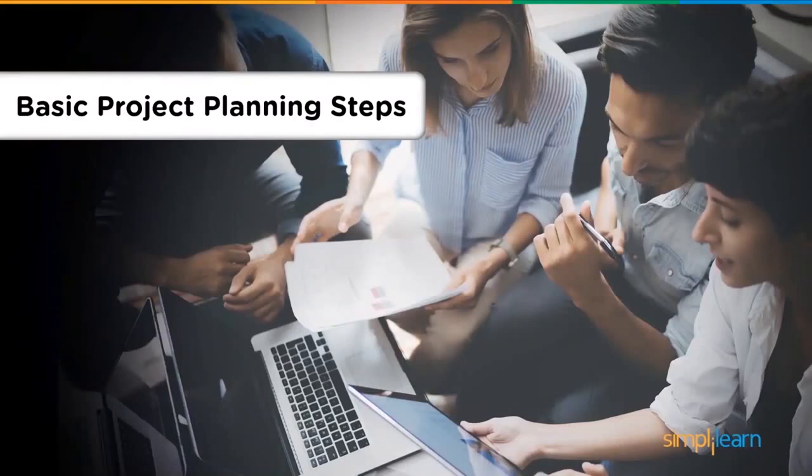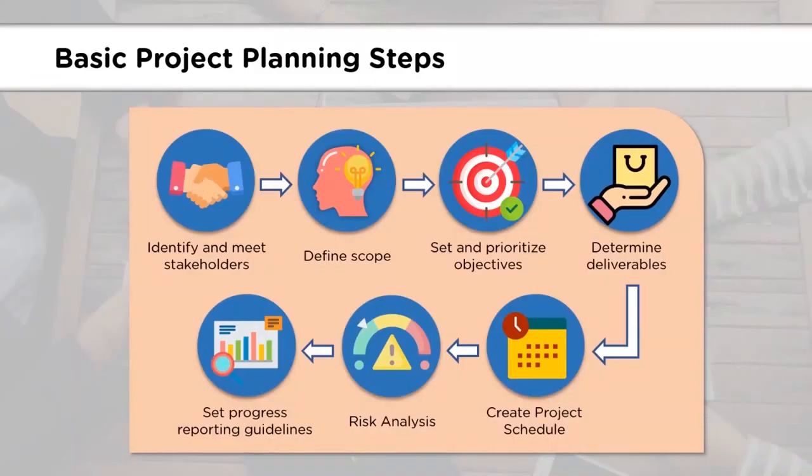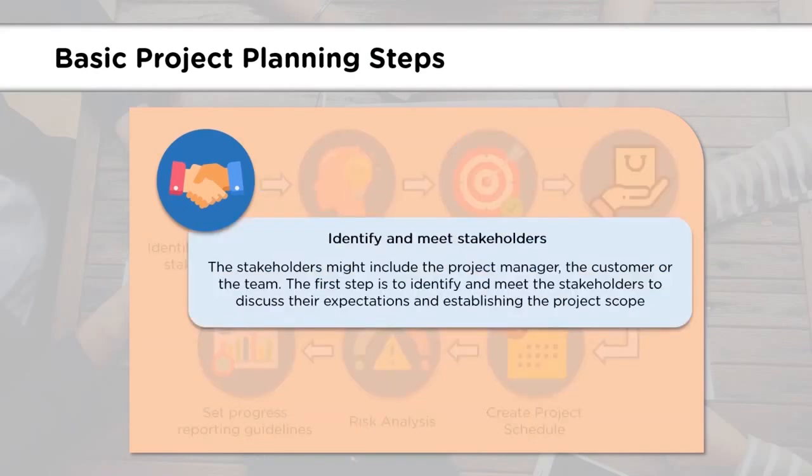Now, when we know about different tools for project planning, it becomes essential that we know the necessary steps of project planning. There are 7 steps in project planning. Let's have a look at each of them in detail. The first step is identification of stakeholders.